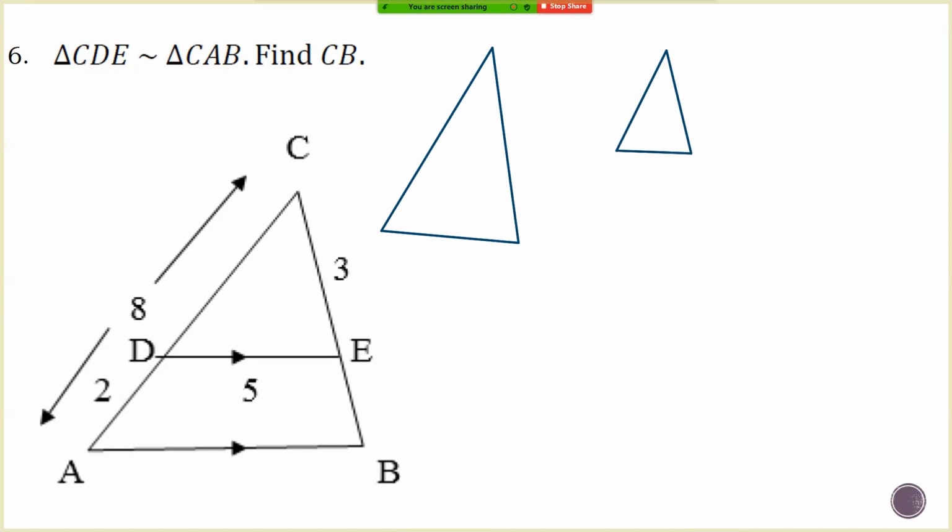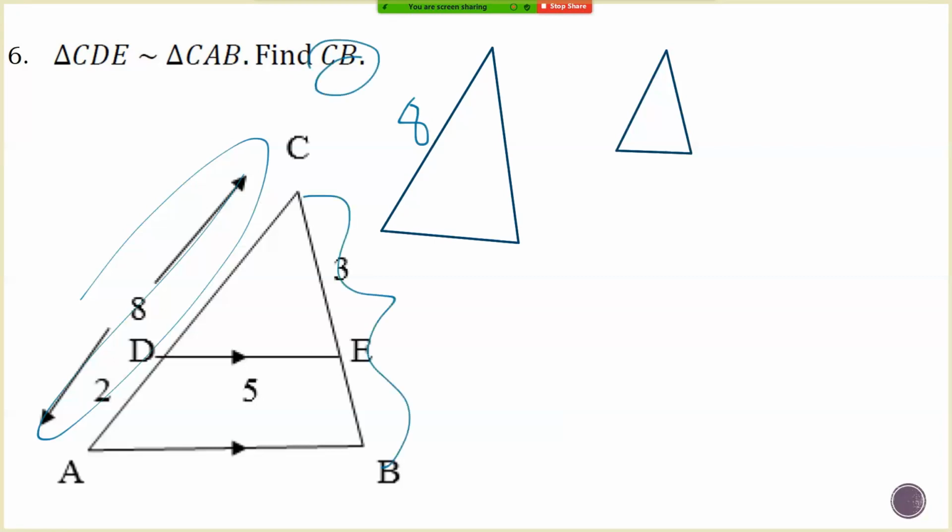So when I separate these, the big triangle has a right side of 8. We weren't given any information about the bottom, and we weren't given any information about the whole right side. We're actually being asked to find CB, which is the entire right side. So I'm just going to go ahead and put an X there because that's what we're trying to find.